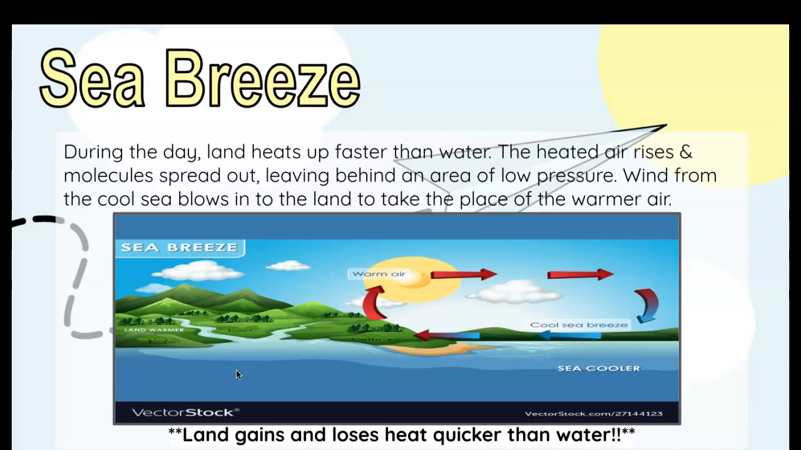So your land's heating up faster, that air rises up, molecules spread apart, leaving behind that area of low pressure. The wind then cools down, and the cold wind from the sea blows in to the land to take the place of the warmer air. So warm always follows cold. It's kind of like this big circle or cycle. It's actually a convection current, okay? So one thing to note that you really need to remember is that land heats up faster than water, but it can also lose heat quicker than water, which brings us to our land breeze.